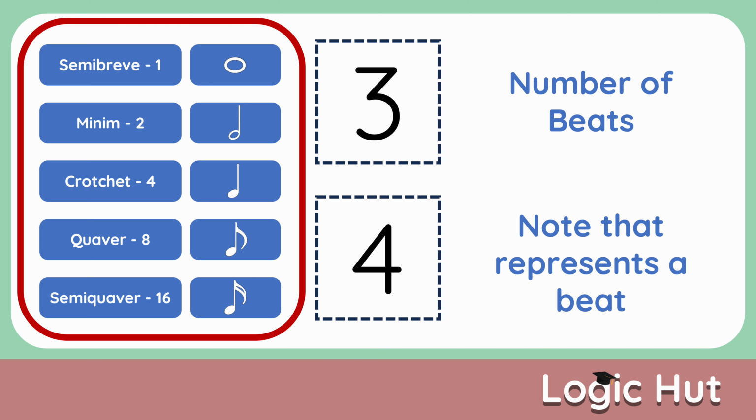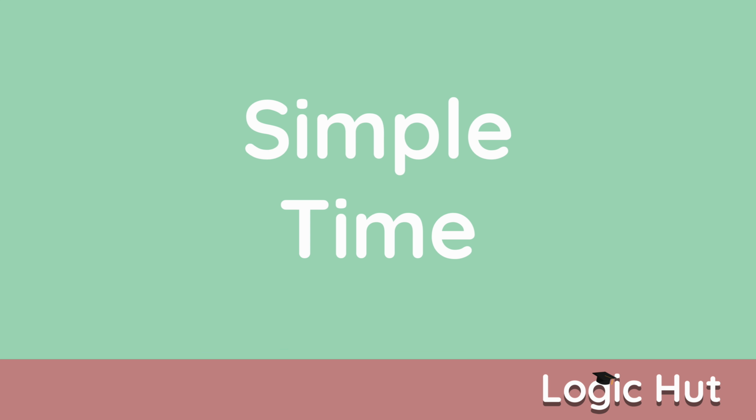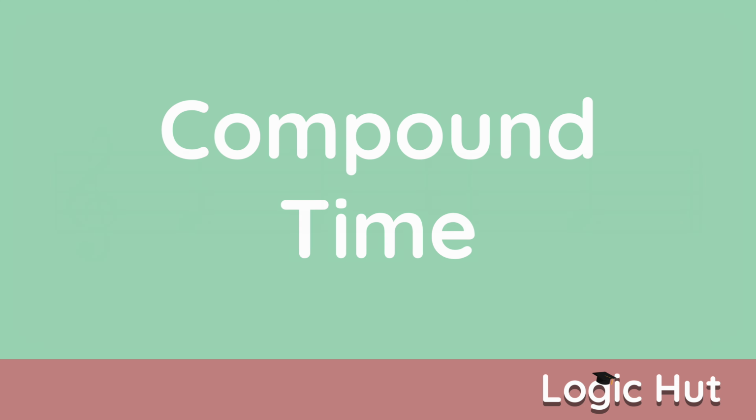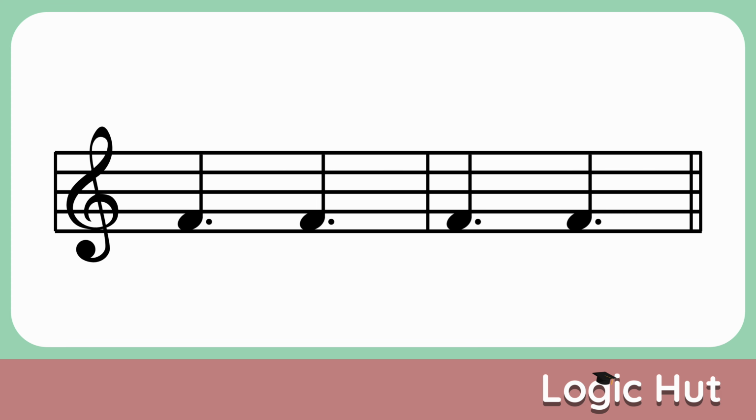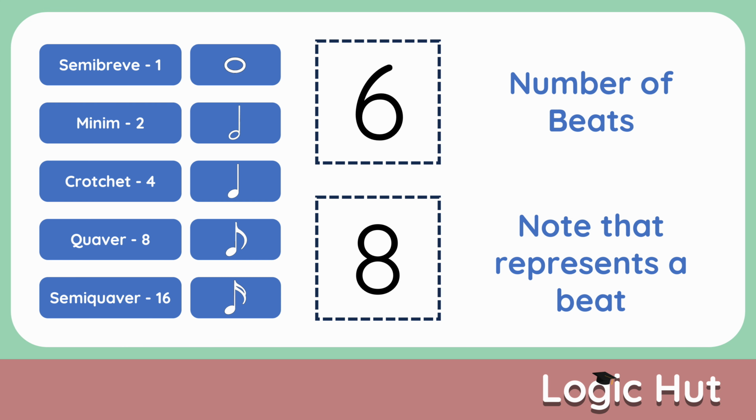Instead, we can use an alternative method to represent the beat called compound time. This is as opposed to simple time, which is the name for time signatures we have already seen. To demonstrate compound time, let's say we want two dotted crotchet beats in each bar. This is equivalent in length to 6 quaver notes. Thus, the time signature we would use is 6/8.